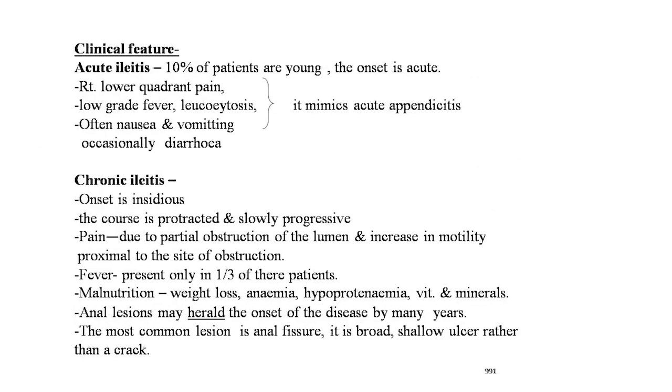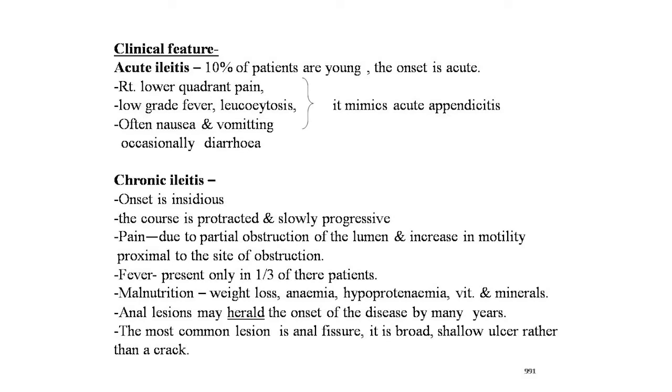Now the clinical features of Crohn's disease. Acute ileitis occurs in 10% of patients, who are young. The onset is acute: right lower quadrant pain, low grade fever, leukocytosis, often nausea and vomiting, occasionally diarrhea. It mimics acute appendicitis. All these symptoms are common with acute appendicitis, so these symptoms mimic that condition.